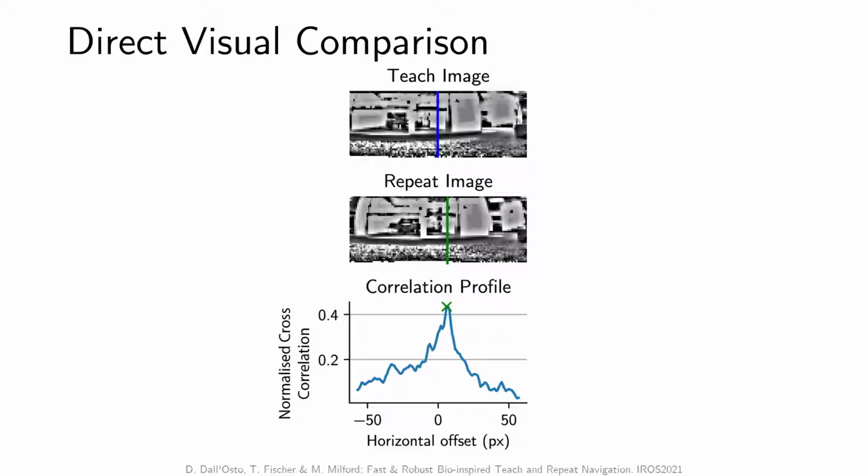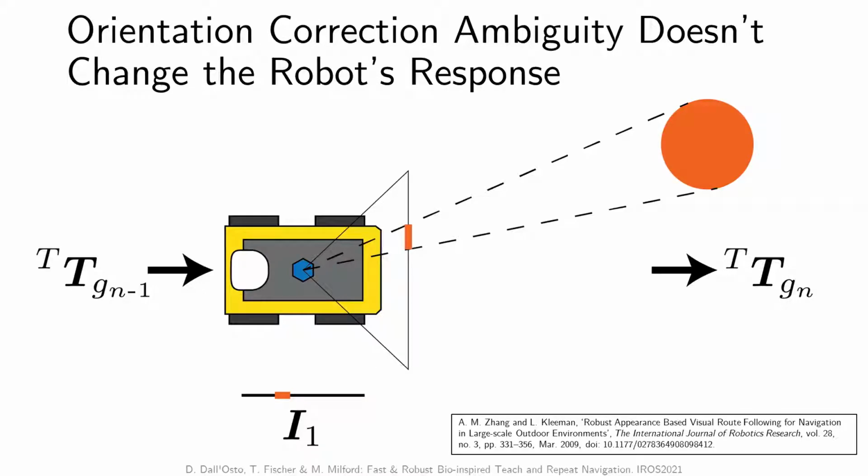We assume that the operating environment is mostly flat and that the robot closely follows the taught path, so image offsets are mostly horizontal and large nonlinear displacements do not occur. I will now explain the intuition behind the image-based correction rules we use. For full mathematical details, please consult our paper. Additionally, Zhang and Kleeman's work provides a convergence proof for a similar correction rule.